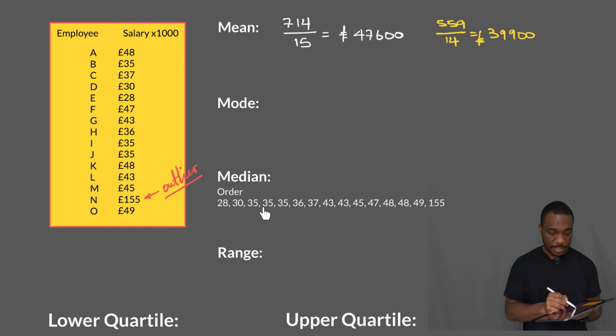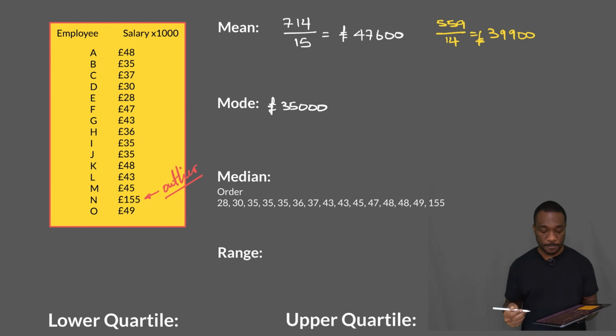And I can see here 35,000 was listed 3 times, 43,000 was listed 2 times, 48,000 was listed 2 times. So therefore the mode is 35,000. So I'm going to stick that in here, 35,000. Now you might want to argue that the average salary using the mode is 35,000.